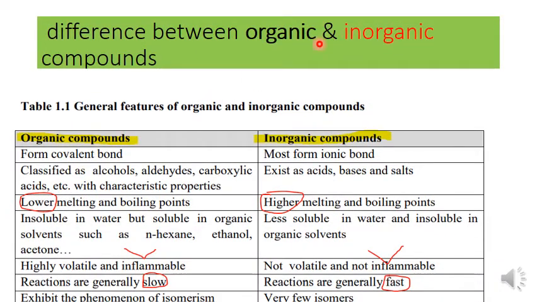Between organic and inorganic: organic compounds form covalent bonds, while inorganic compounds form ionic bonds. Organic compounds are classified as alcohols, aldehydes, carboxylic acids, with their characteristics; inorganic compounds exist as acids, bases, and salts. Organic compounds have low melting and boiling points; inorganic have high. Organic compounds are less soluble in water but soluble in organic solvents such as n-hexane, ethanol, and acetone; inorganic are soluble in water. Organic compounds are highly volatile and inflammable; inorganic are not. Organic reactions are very slow; inorganic reactions are fast. Organic compounds exhibit isomerism; inorganic compounds have very few isomers.